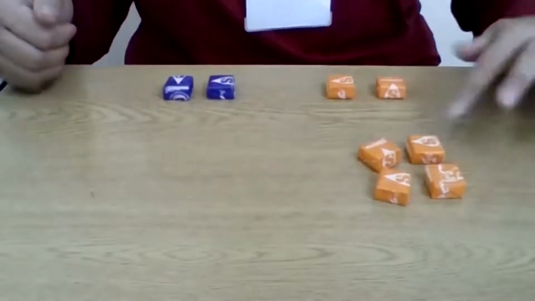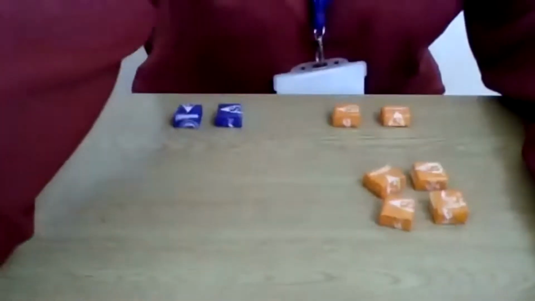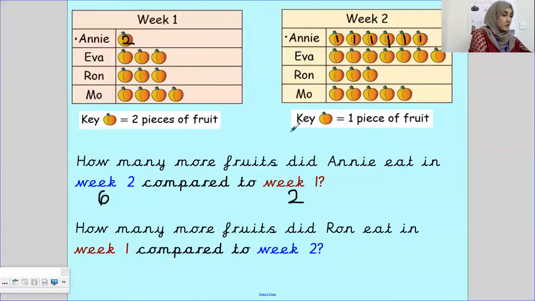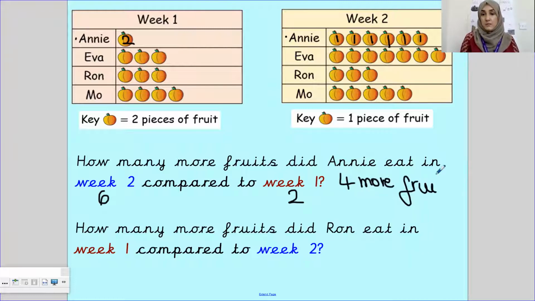Well done. It's 4 fruits that are extra. So let's go back to our smart notebook. Here we go. So she had 4 more fruits in week 2. Fruits in week 2 compared to week 1.